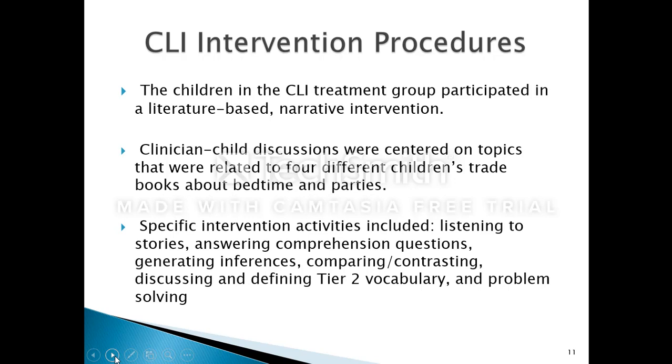For the CLI intervention procedures, these children participated in a literature-based narrative intervention. Clinician and child discussions were centered on topics that were related to 4 different children's trade books that were about bedtime and parties. Specific intervention activities included listening to stories, answering comprehension questions, generating inferences, comparing and contrasting, discussing and defining Tier 2 vocabulary, and problem solving.